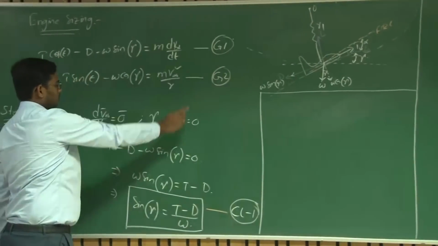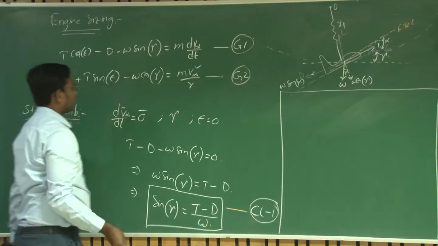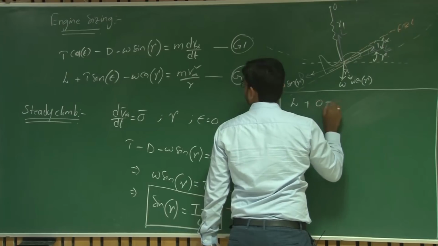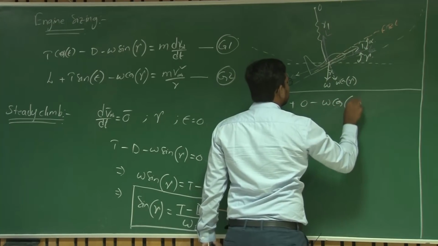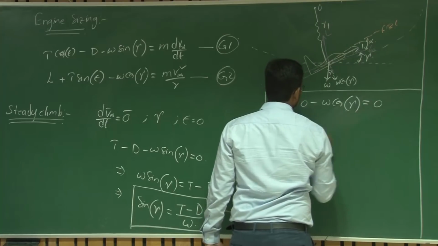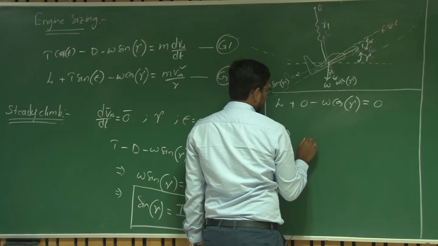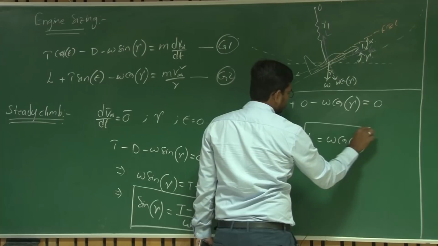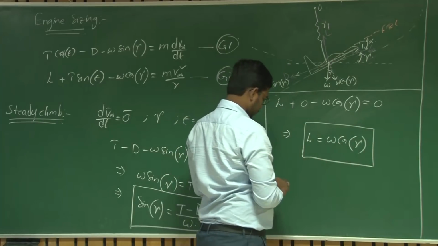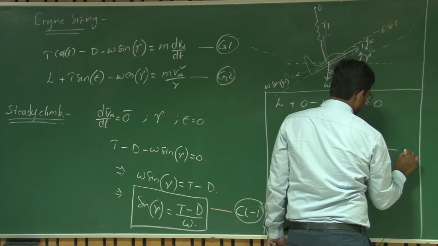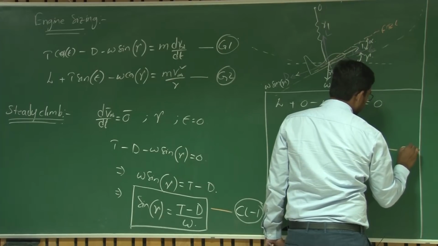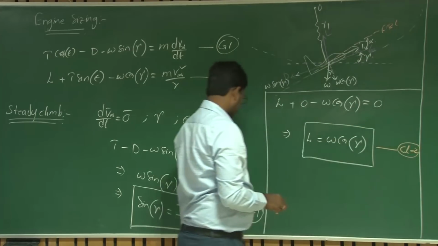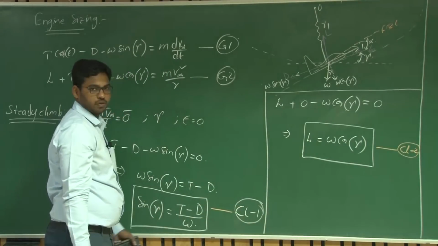Now what about G2? Substitute these assumptions in G2. What we have here is L plus 0 minus W cos gamma equals 0. This implies L equals W cos gamma. This is climb CL2, climb 2, the second equation for climb. This is the first equation for climb, right?